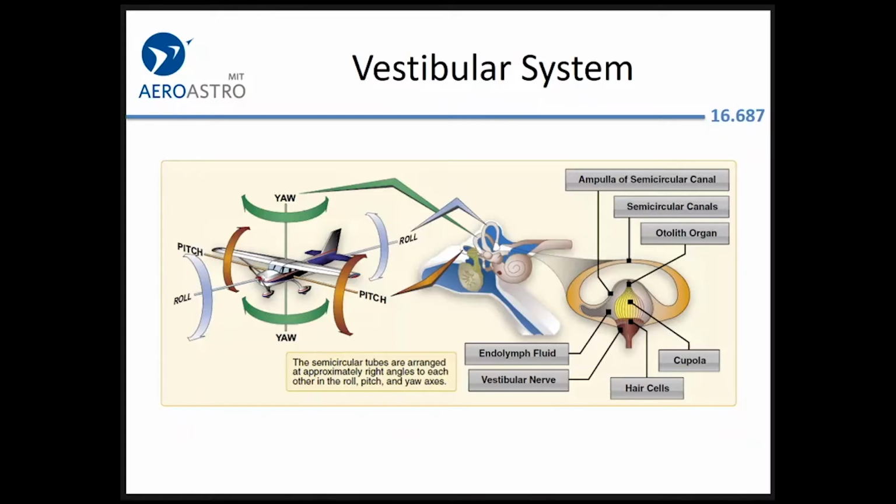The thing is, the fluid moves when you have acceleration. So a change in velocity causes that fluid to move. For example, if you're flying straight and level and then you start turning, the fluid is going to start moving. You feel that you've started turning. But if you continue to turn in a constant bank turn, then over time, because you're not having acceleration, you're not having any change, you're in a constant velocity, you're turning, then over time, the hair follicles will straighten out.